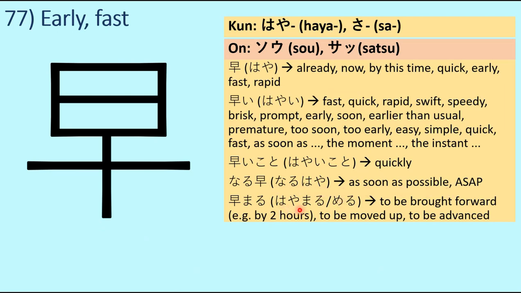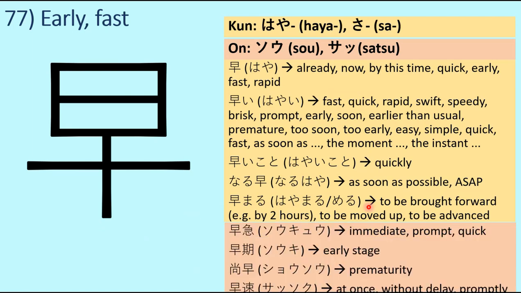And then we have hayamaru or hayameru, which means to be brought forward, for example, by some number of hours, or to be moved up or to be advanced. That is to prepone something. To prepone something, we use hayamaru or hayameru.